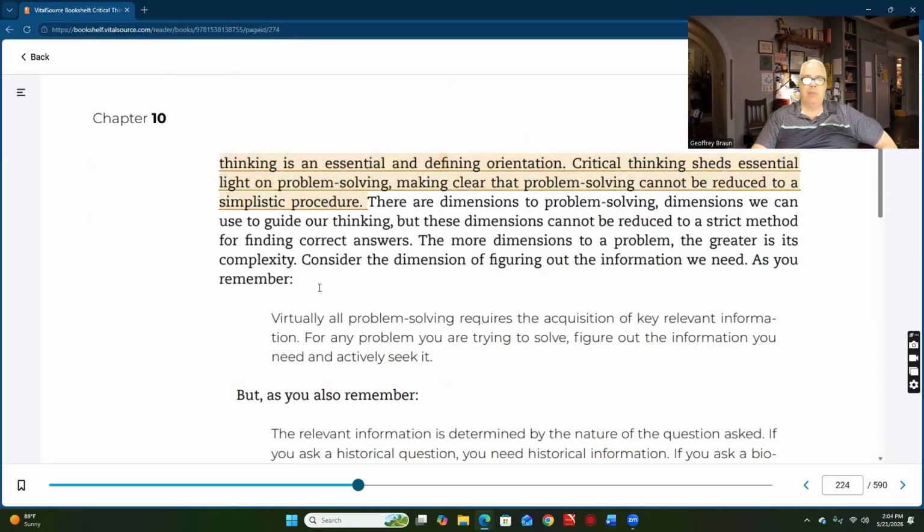There are dimensions to problem solving, dimensions we can use to guide our thinking. These dimensions cannot be reduced to a strict method for finding correct answers. The more dimensions to a problem, the greater its complexity. Consider the dimensions of figuring out the information we need. As you remember, virtually all problem solving requires the acquisition of key relevant information. For any problem you are trying to solve, figure out the information you need.